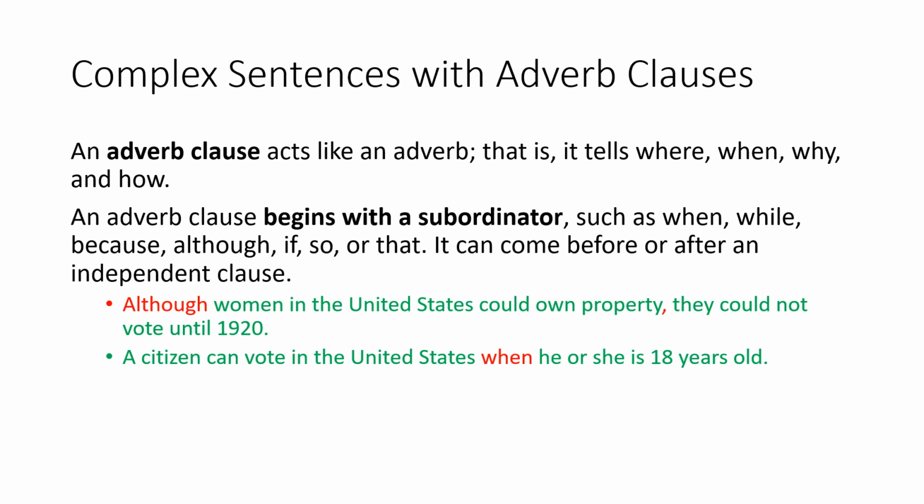For example, although women in the United States could own property, they could not vote until 1920. A citizen can vote in the United States when he or she is 18 years old. So here, although and when are the subordinators of the adverb clauses.